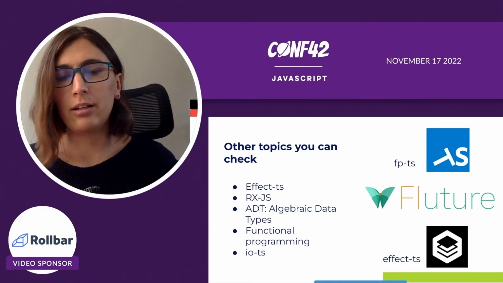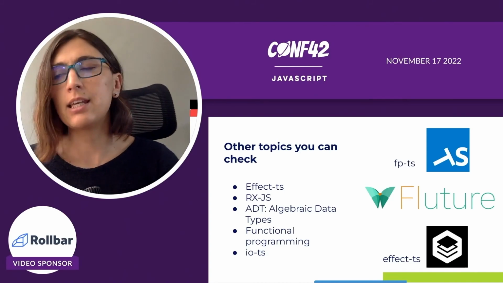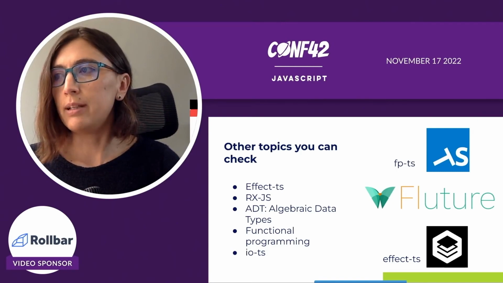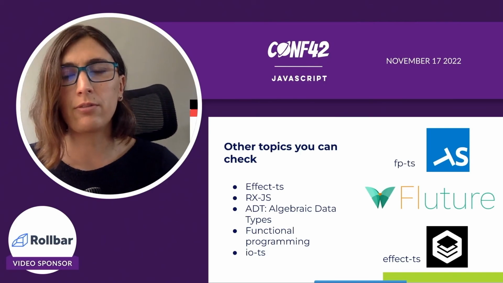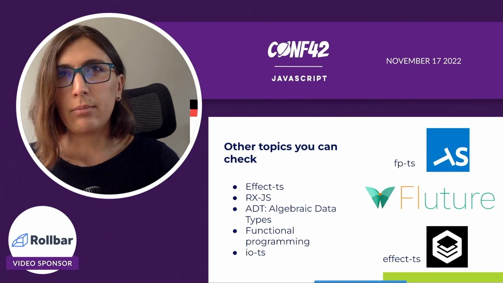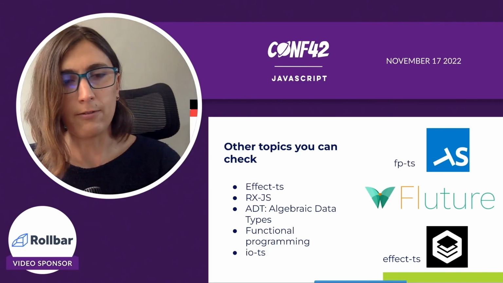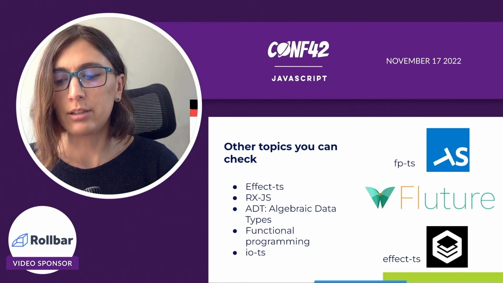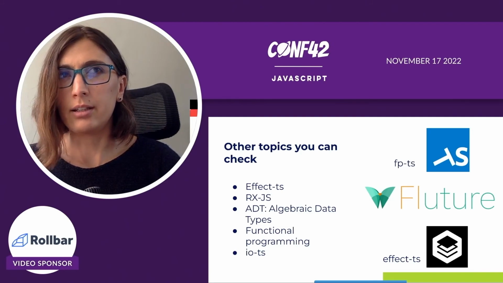So I would also like to mention other topics that you can check. Effect.js is an open source library that allows you to build software in a purely functional manner. And it's awesome. It's sort of the competitor of Flutter. But yeah, once you get the concept and the mindset of functional programming, it's going to be easier for you to use any of this. Also, Next.js, which can also help you handle the promises in a more observable and more reactive way.